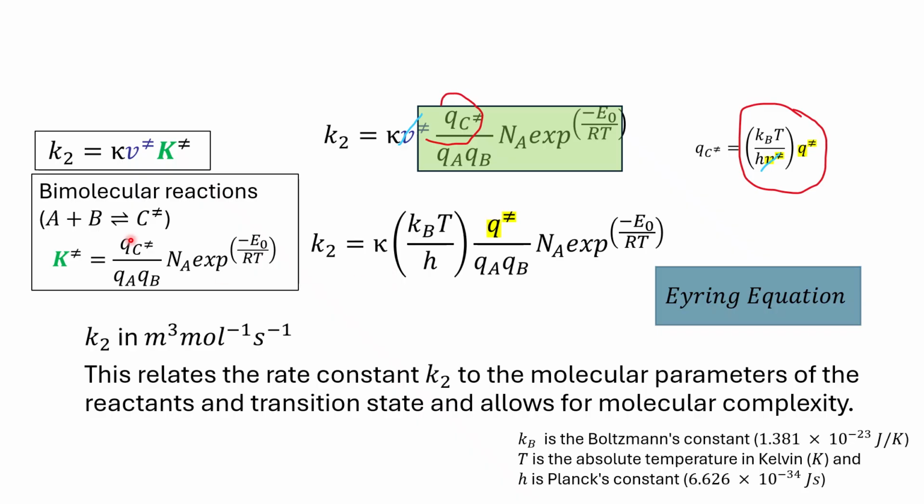So it relates the macroscopic rate constant to the molecular parameters of the reactants and the transition state, which allows us to account for the molecular structure and complexity in the reaction kinetics. And this is how the Eyring equation relates the reaction rate constant with the partition functions.